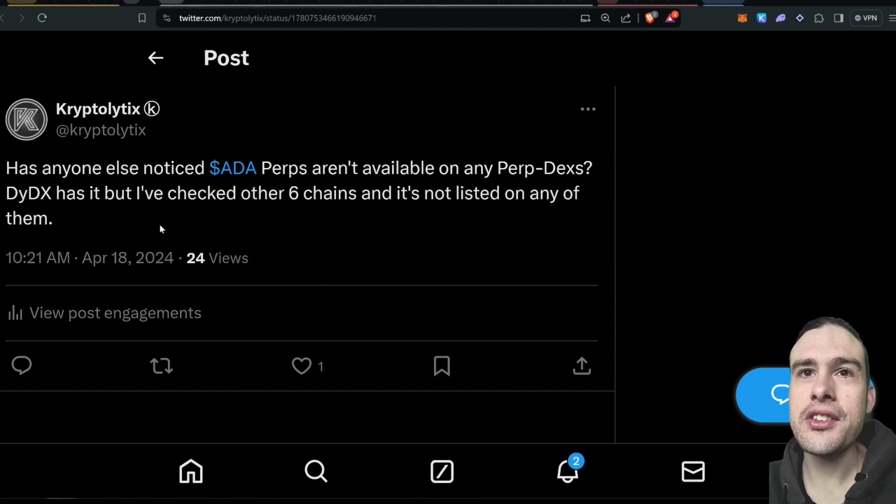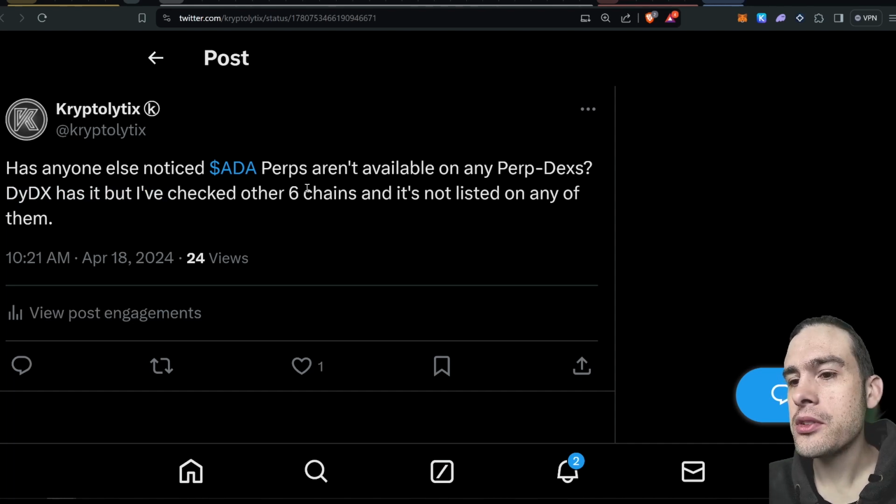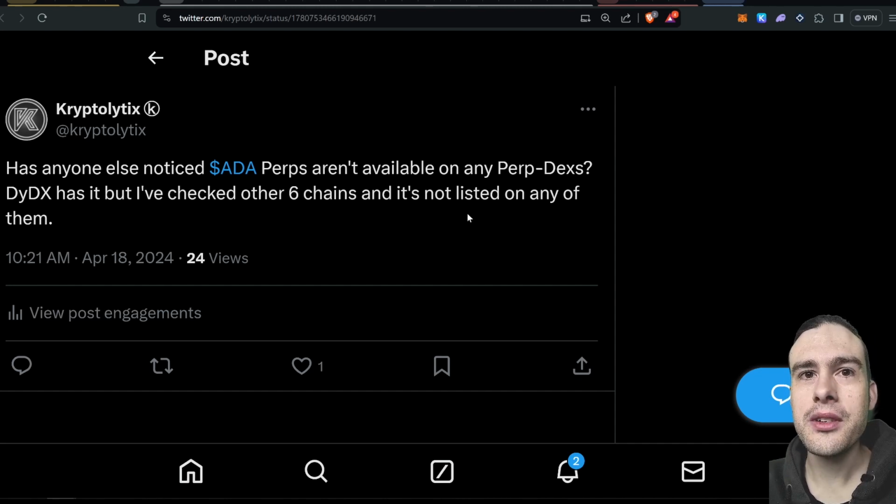Another thing I actually noticed, has anyone else noticed there's no ADA perps, Cardano perps, on any decentralized exchanges? Found it on dYdX, but literally I've looked on all of the decentralized DEXes on Solana. I've looked on Manta, Mantle, zkSync. I've looked all over the place and I literally can't find anywhere. So what is the deal with that? I don't know. Why do these other chains not want ADA perps on their exchanges? I mean, they've got XRP and some of them even have Litecoin. These are all boomer coins.